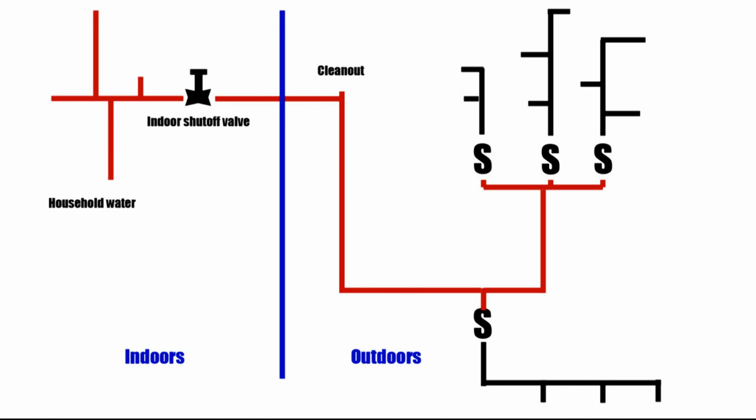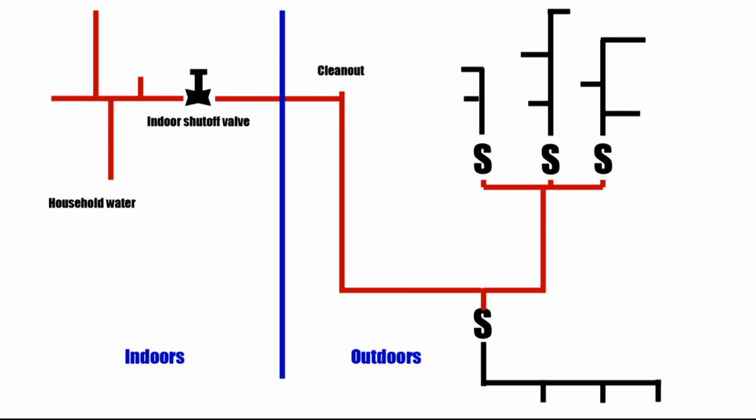Now, this next page is a schematic of a typical irrigation system. On the left is indoors, and on the right is outdoors, with the blue wall connoting the building wall. You have household water on the left, and an indoor shutoff valve just beside the wall, leading to the outside, and then very close to that is a cleanout. And of course, the purpose of the cleanout is mostly in the wintertime, just before it freezes over, you hook up compressed air to that cleanout and blow all the water out so you don't get water freezing in the lines.